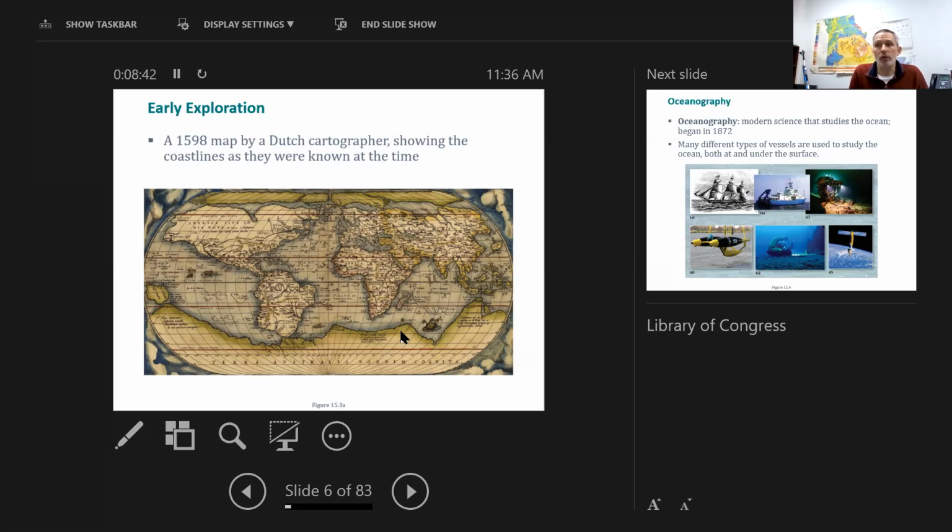This is a map from your textbook showing the Dutch cartographer showing the coastlines that we knew at this time. So mapping along the coast was not as difficult as trying to figure out how big the ocean was. Is it much more narrow, or is it much larger?